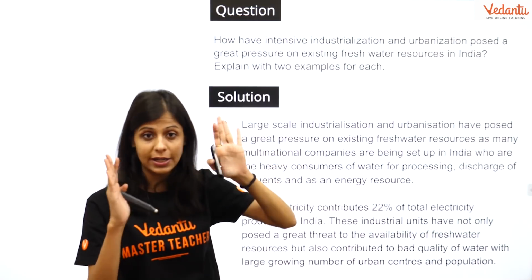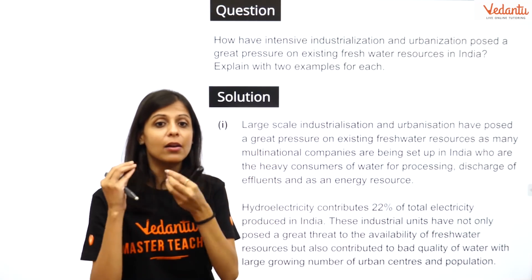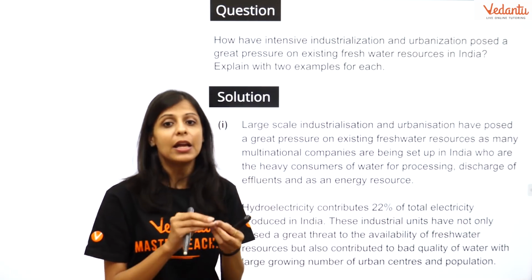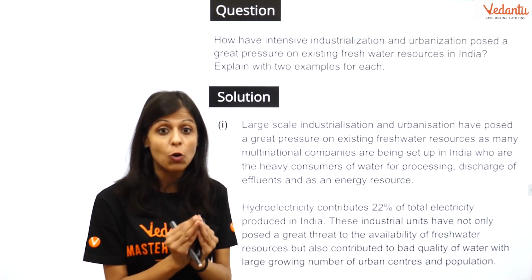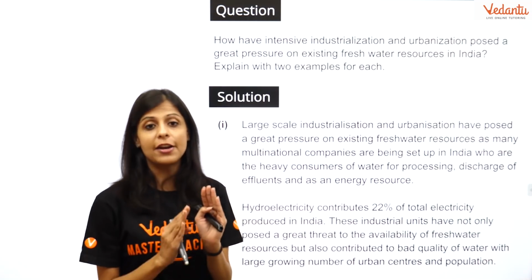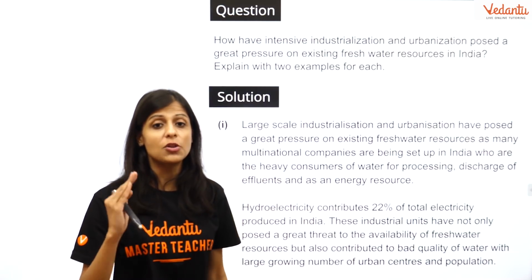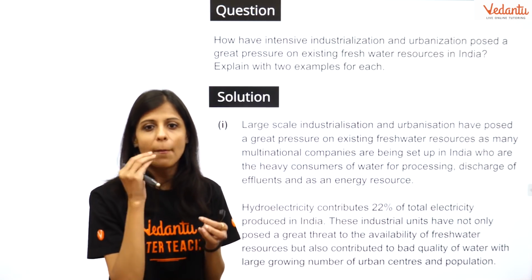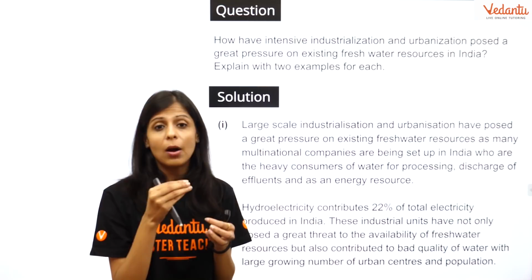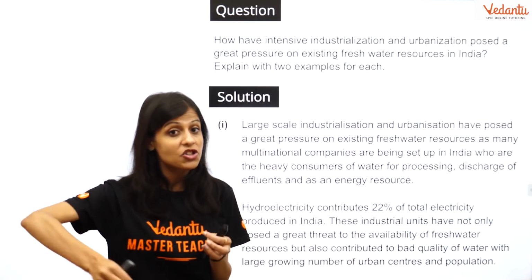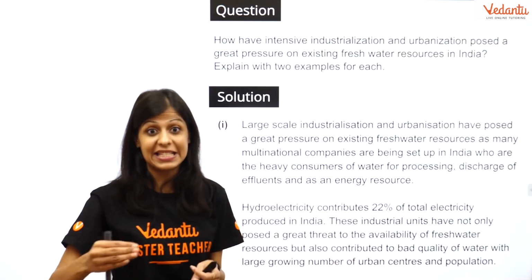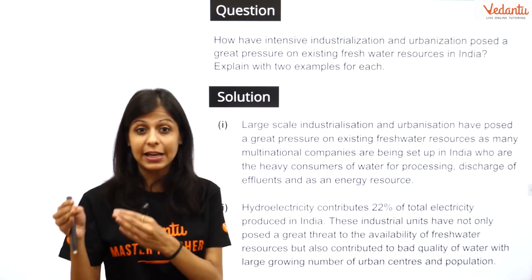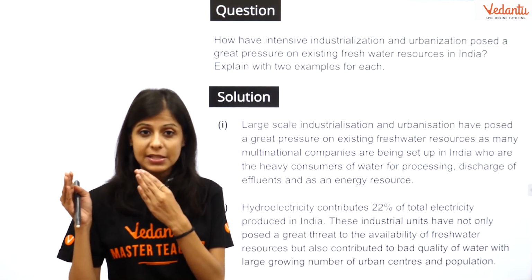When you have a hydroelectric station that serves the energy need of the country, especially when it comes to hydroelectricity, we just have 22% of it out of the total energy share that India has. So the industrial units not only pose a threat to the availability of water, but they've also been utilizing energy resources to the extent that urban people at times have to face acute shortage of electricity.